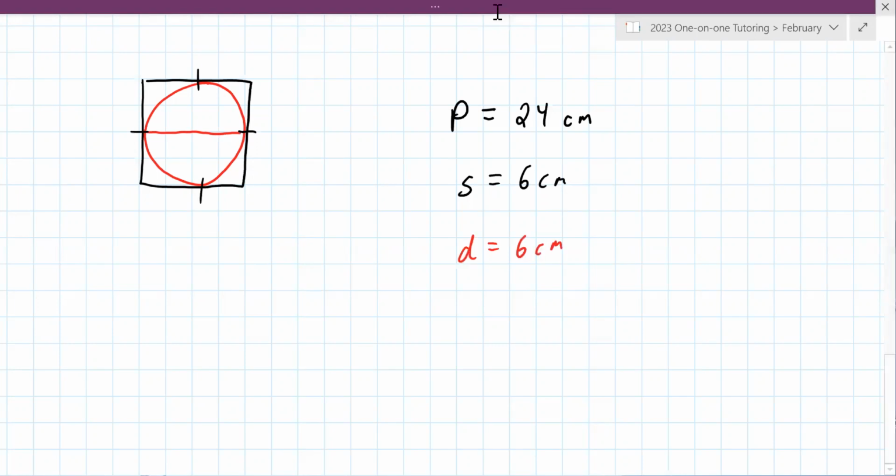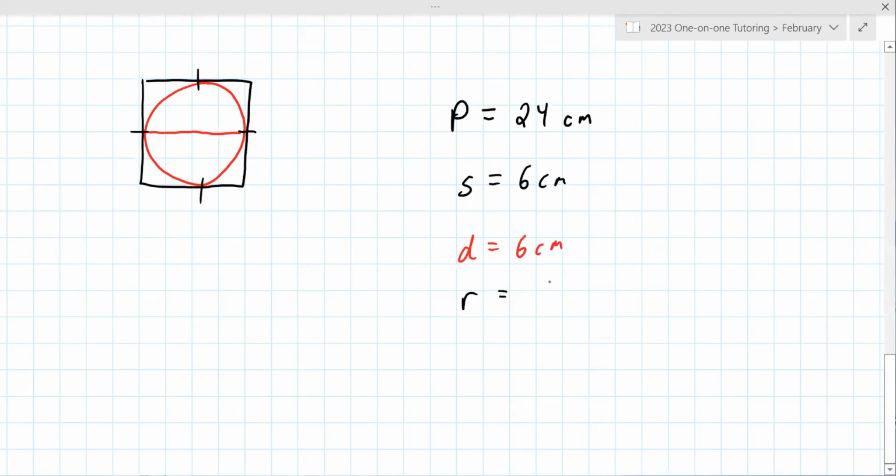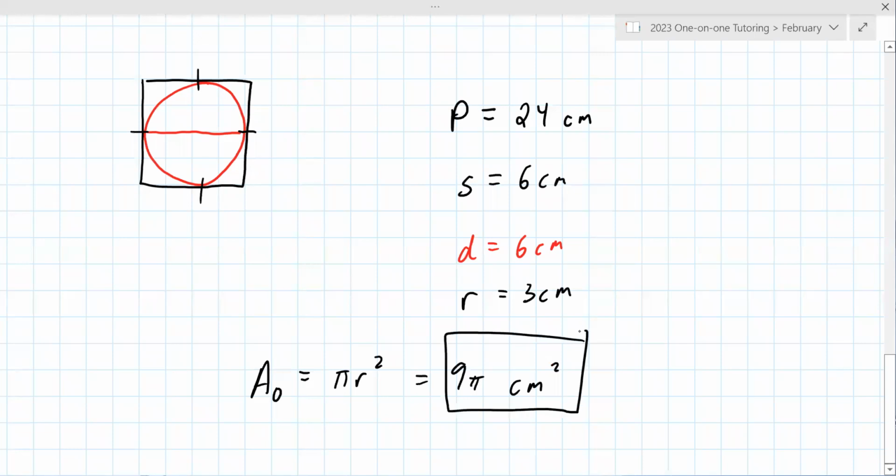What is the radius? 3 centimeters. And then the area of the circle is pi r squared. It would be 9 pi, but you need units here, so centimeters squared. So this is your full answer: 9 pi centimeters squared. You have to have the units. If you don't give the units, it could be unclear what you're referring to.